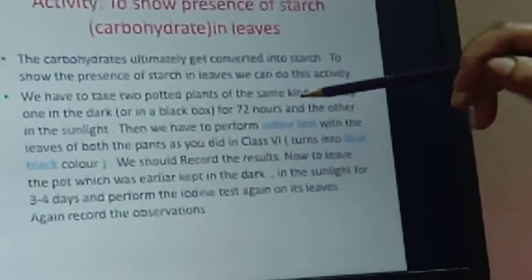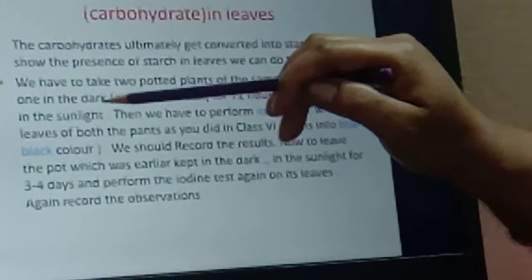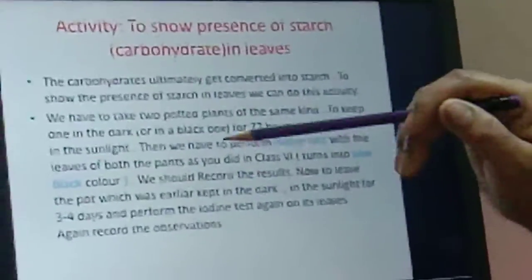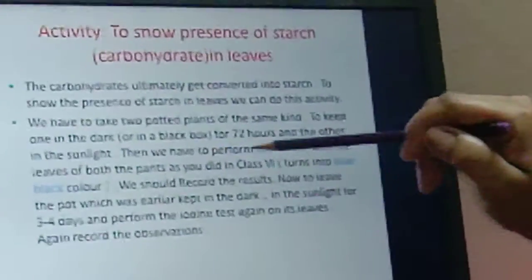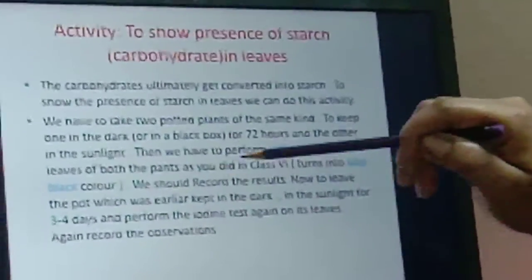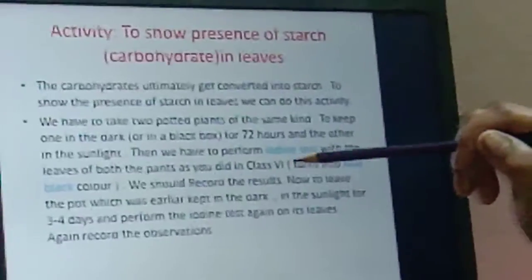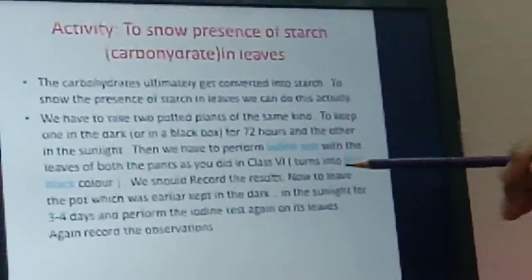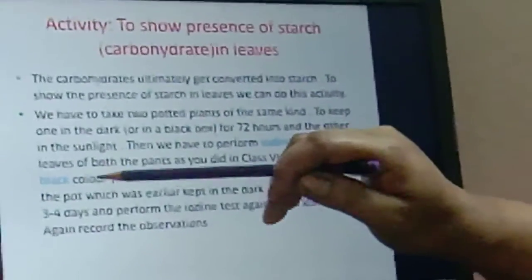We have to take 2 potted plants of the same kind, keep one in the dark or in a black box for 72 hours and the other in the sunlight. For 3 days we will keep one pot in the dark and another in the sunlight, right? Then we have to perform the iodine test with the leaves of both the plants, as you did in class 6. You know, in the iodine test, if starch is there, what will happen? It gives us a blue-black color.